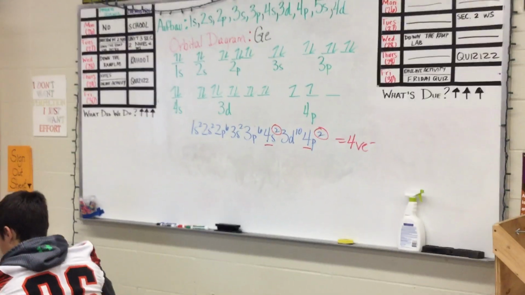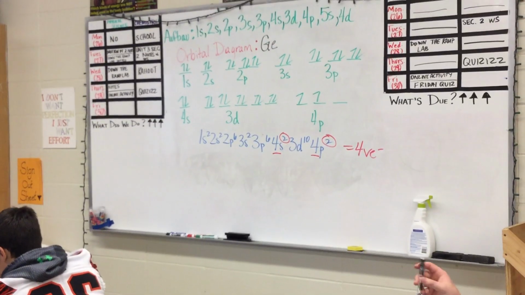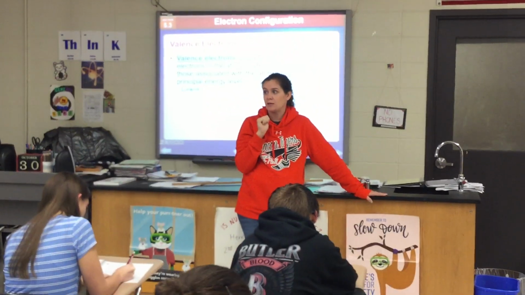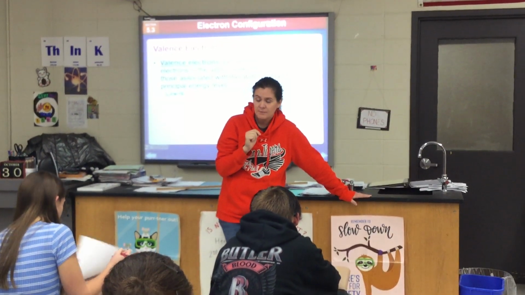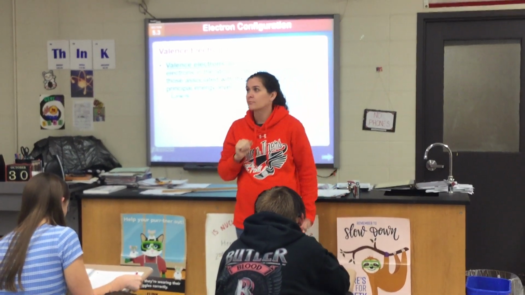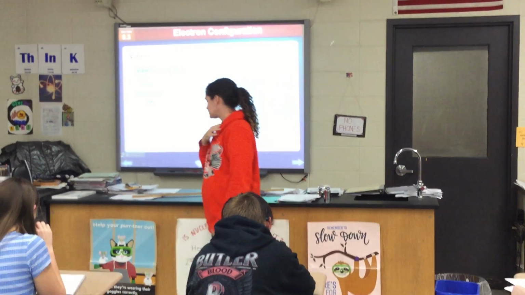Okay, go to oxygen. How many valence electrons there? 6 is correct. 2 in the 2S, 4 in the 2P. Total of 6. Okay? Beryllium, last but not least. 2 valence electrons for beryllium. There's 2 in the 2s.